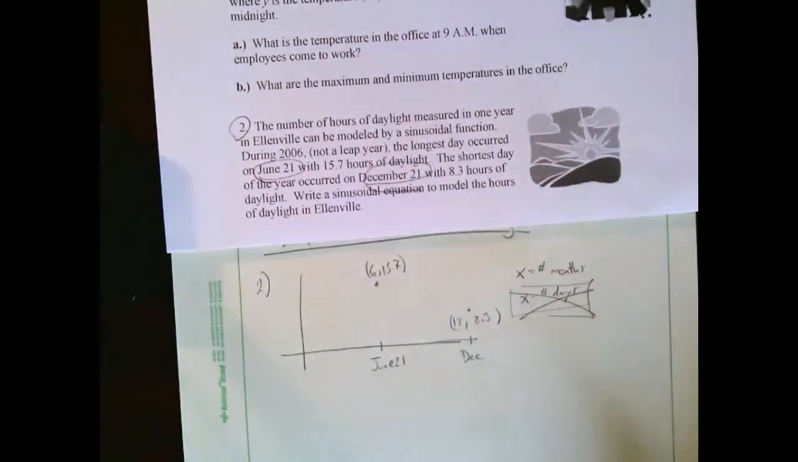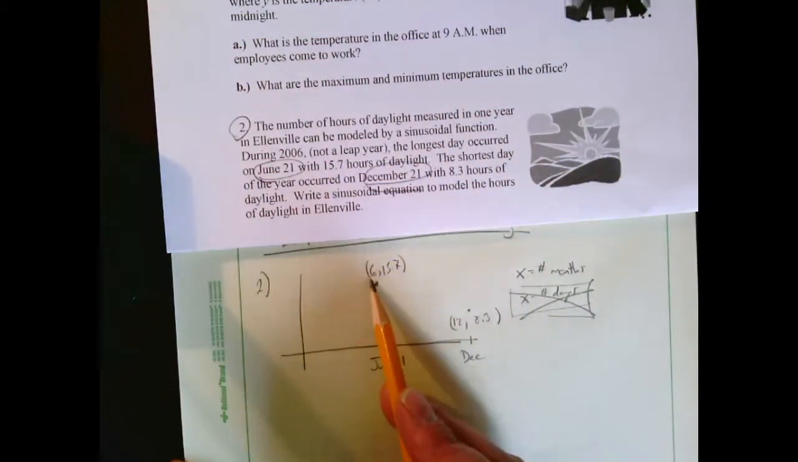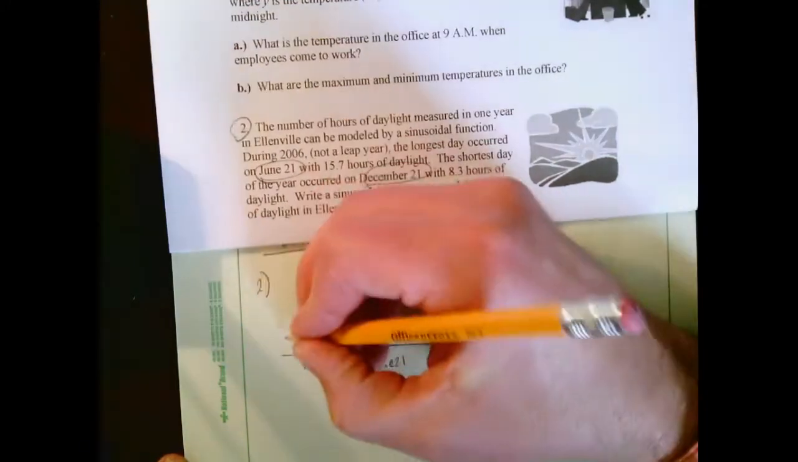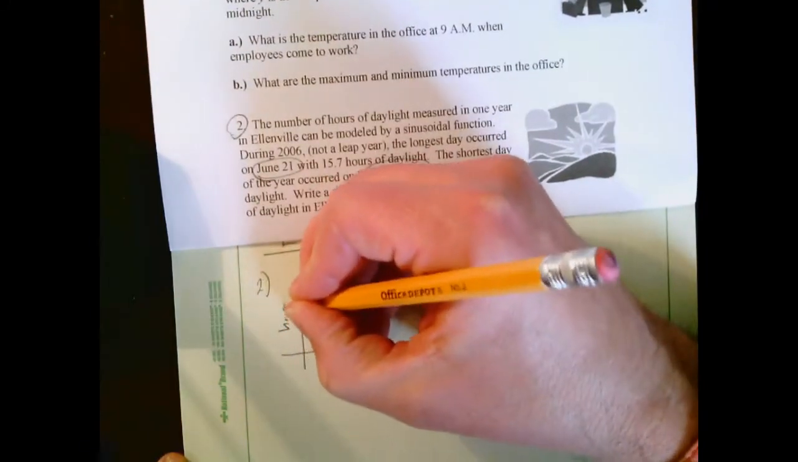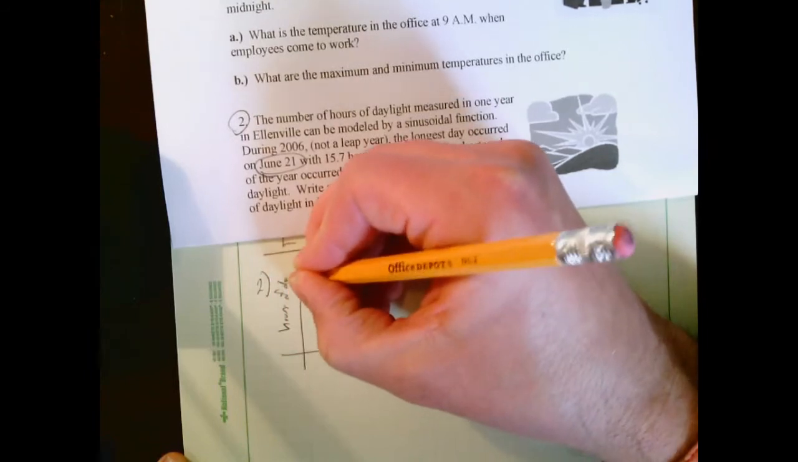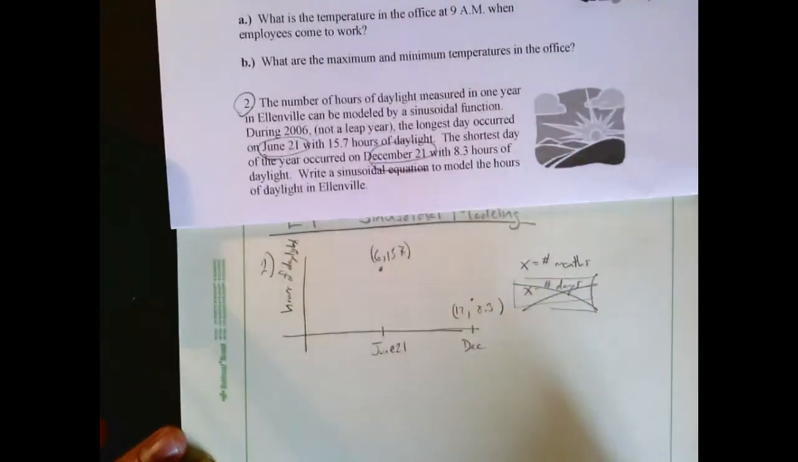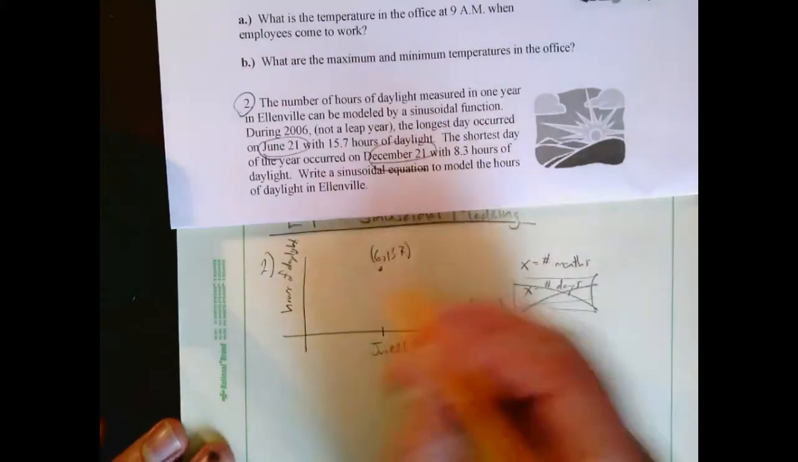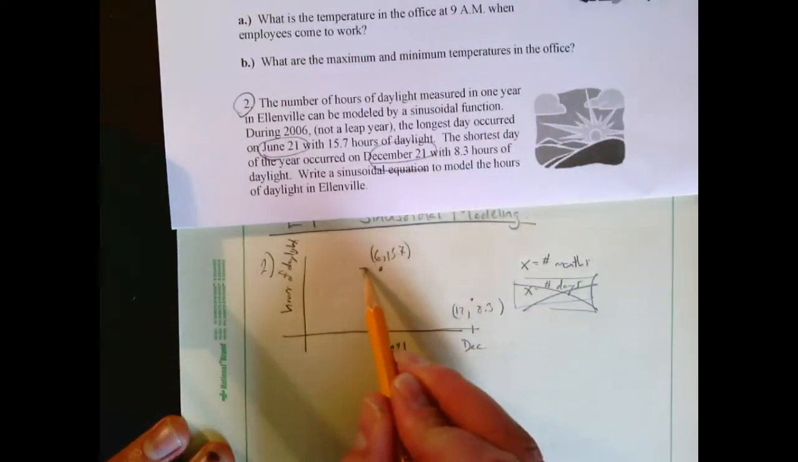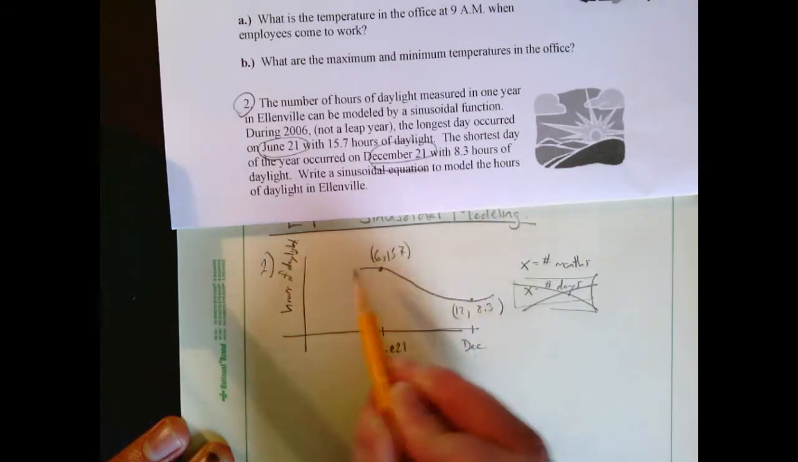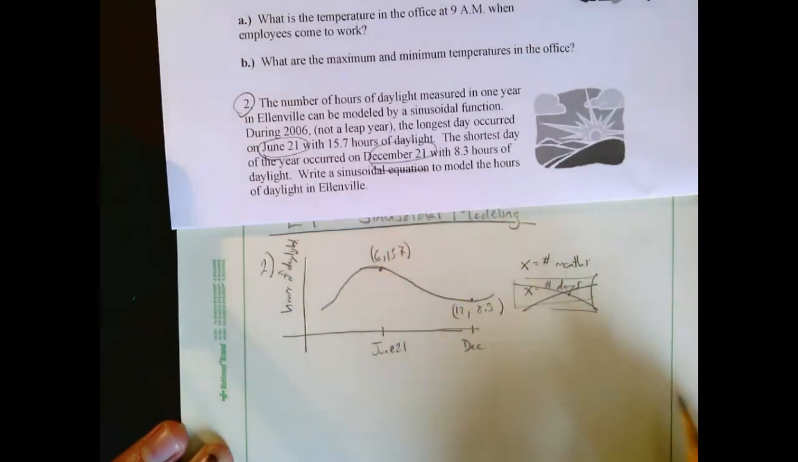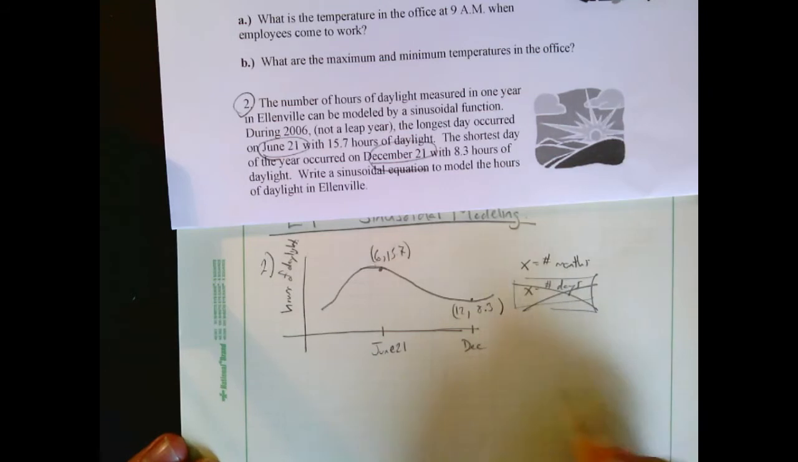Just to be clear, we are doing X as my number of months. So 6, and then this over here is hours of daylight. All right, let's do this thing. I've got a basic sinusoidal function that goes like this, and it's going to start coming back up. There are some things I need to know about this.